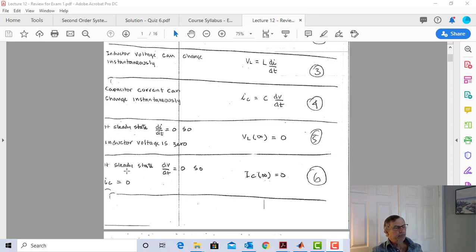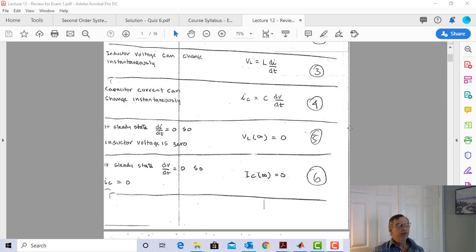Now at steady state for the capacitor, dv dt equals 0, because d anything dt equals 0. Let's just sneak up to our equation here. If dv dt equals 0, IC equals 0. So at steady state, the current through the capacitor is 0, and the voltage across the inductor is 0. Now, consequently, the current through the inductor can be whatever you want at steady state, but the voltage will be 0. And similarly, the capacitor voltage will be whatever you want at steady state, but its current will be 0.